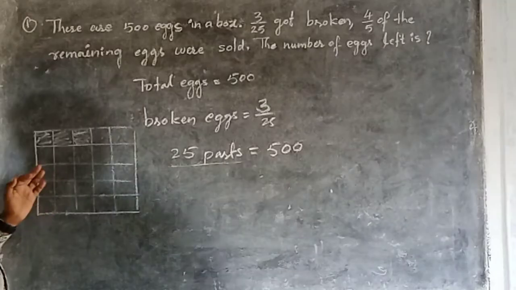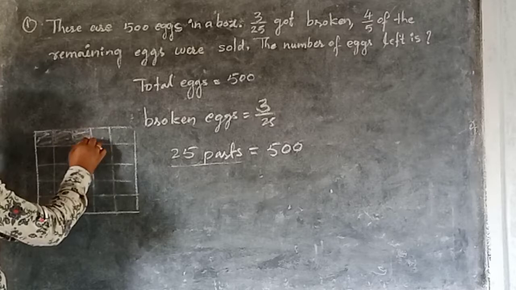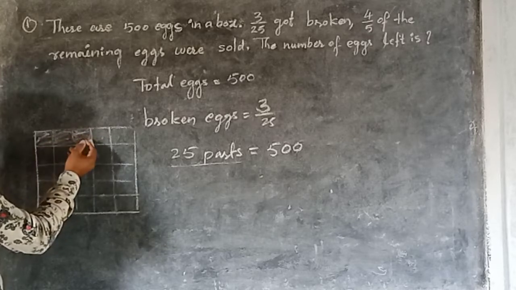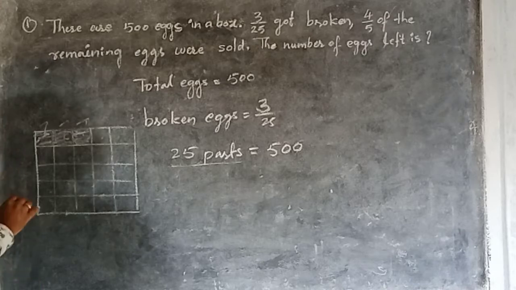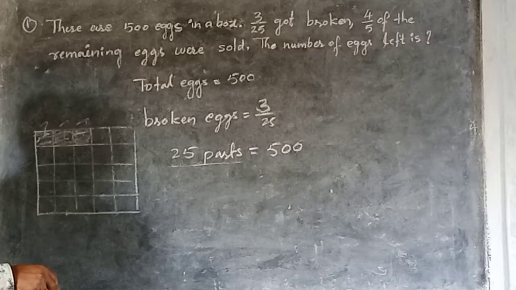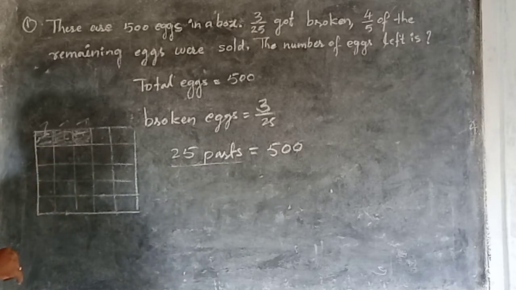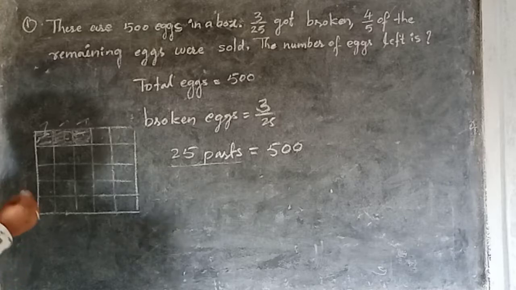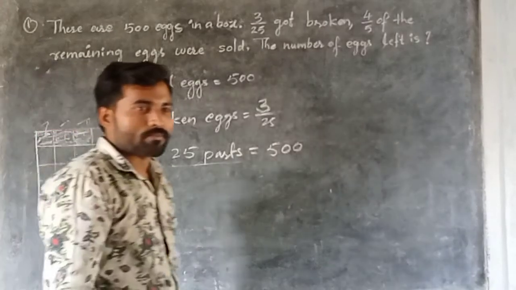What are we discussing here? These 3 parts of eggs were broken. These are how many eggs? You want to know that. If you know that, you will complete half the solution. Okay, so tell me, these 3 parts means how many eggs? Now understand the question along with this. Yes, sir.